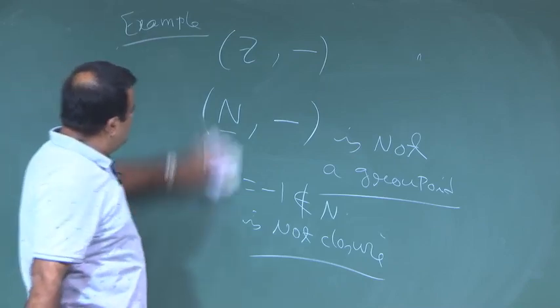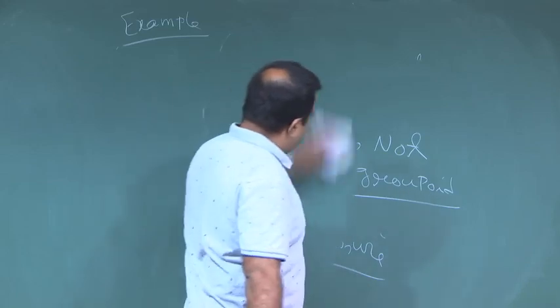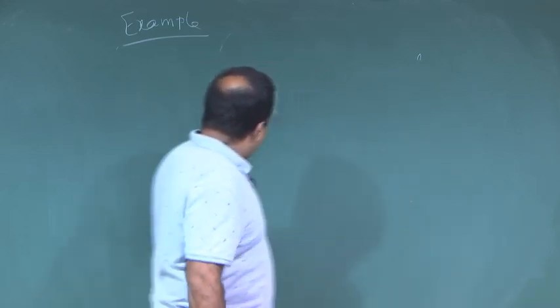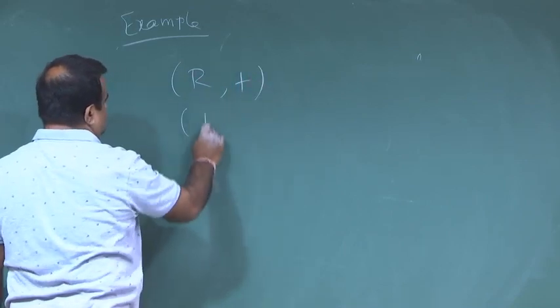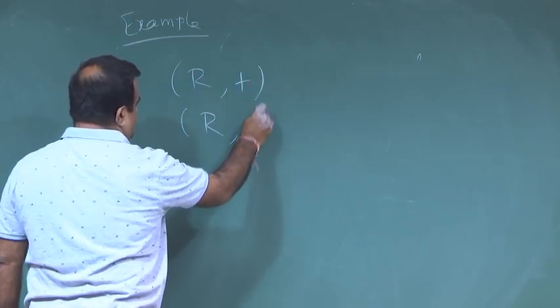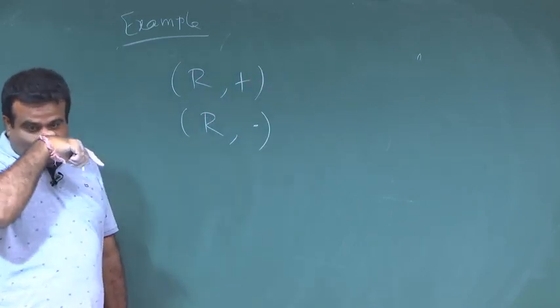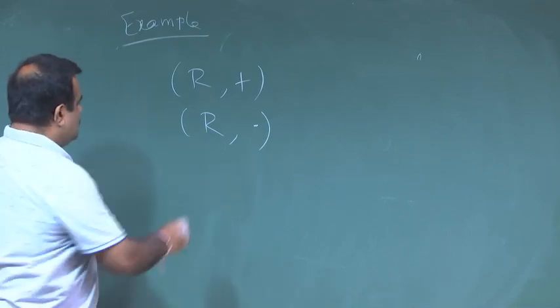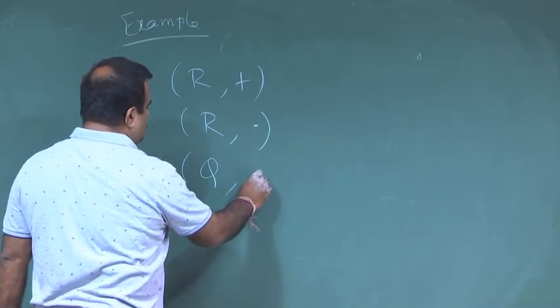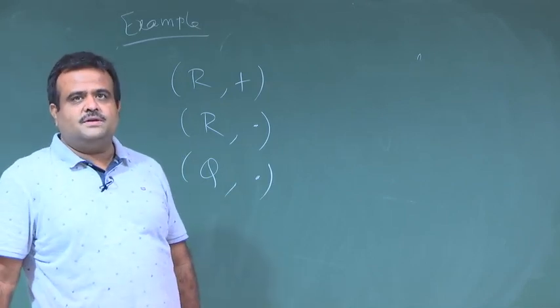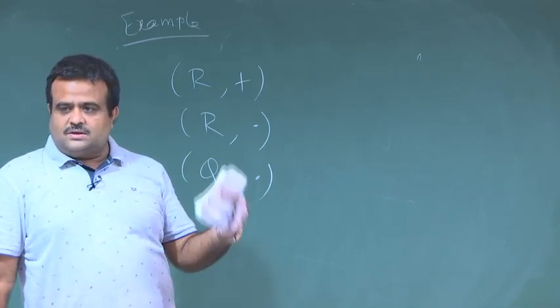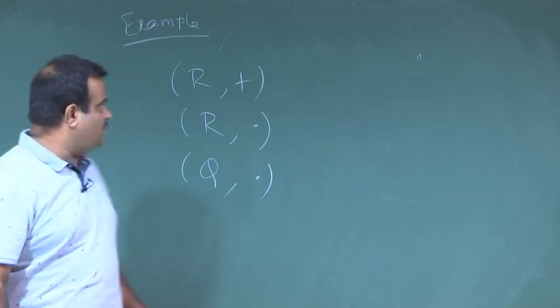Okay. There are many other examples of groupoid, like R plus, R dot multiplication, and Q dot. These are all groupoids, because they have the closure property.